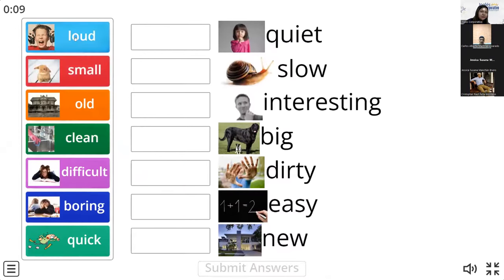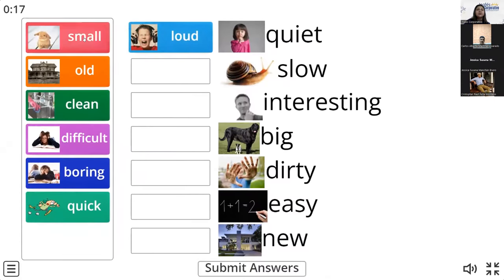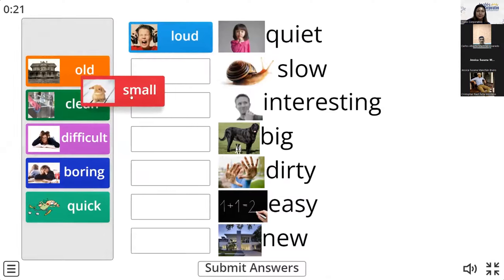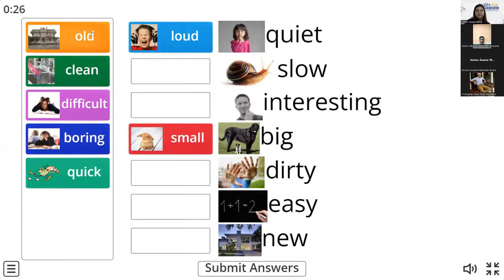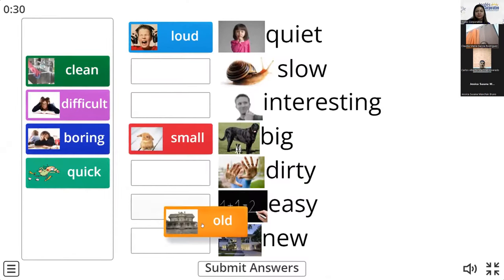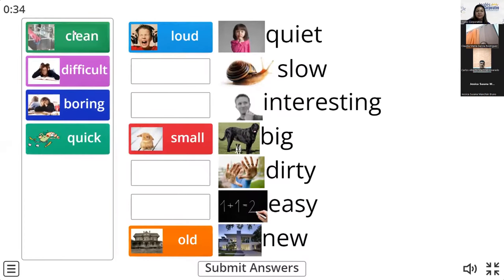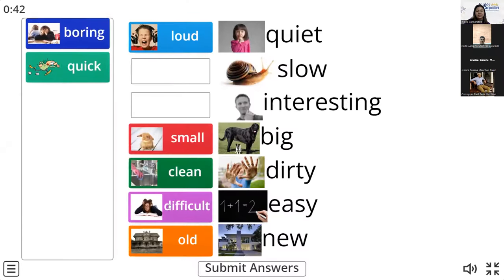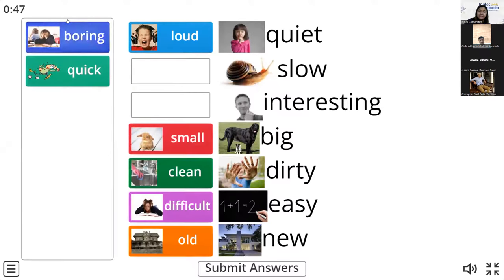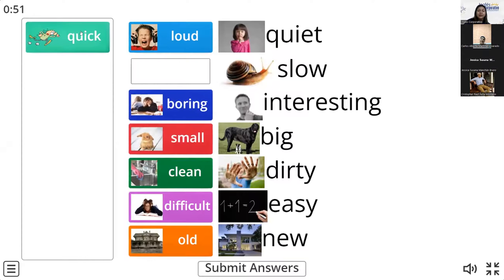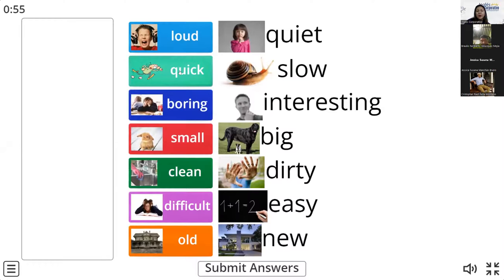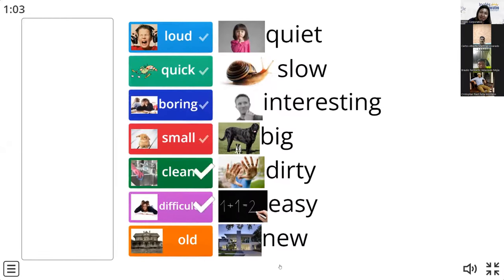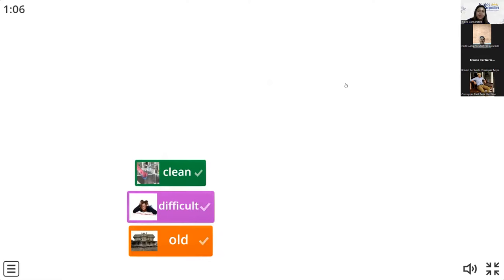For example, loud. Quiet. Loud and quiet. Small. Big. Old. New. Clean. Dirty. Difficult. Easy. Yes, the sound was so easy. Boring. Interesting. Quick. Slow, like a snail or like a turtle. Excellent. Now we're going to submit the answers. And great, they are all right. Very good.